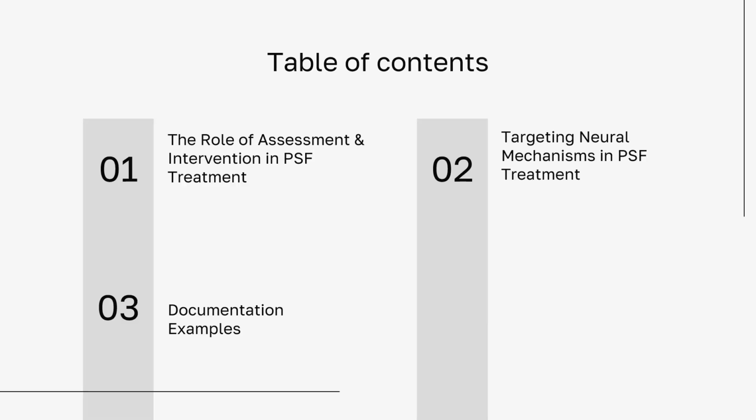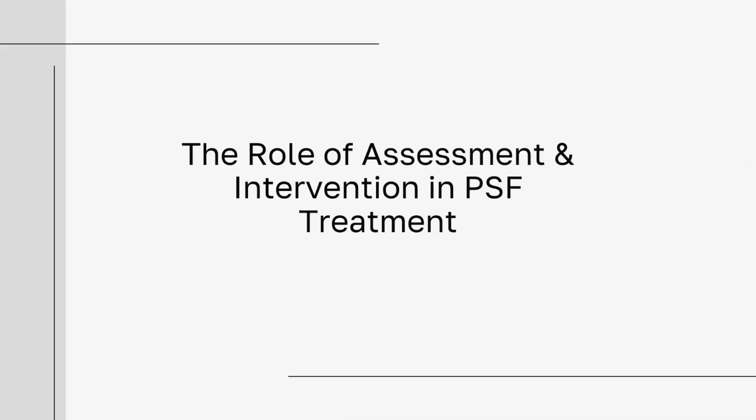The plan for this video is to begin by discussing the role of assessment and intervention in treating post-stroke fatigue, transitioning then into discussing the targeting of neural mechanisms in post-stroke fatigue treatment, and then wrapping up with some simple documentation examples to hopefully round out what we discussed today. Begin first by discussing the role of assessment and intervention in post-stroke fatigue treatment.